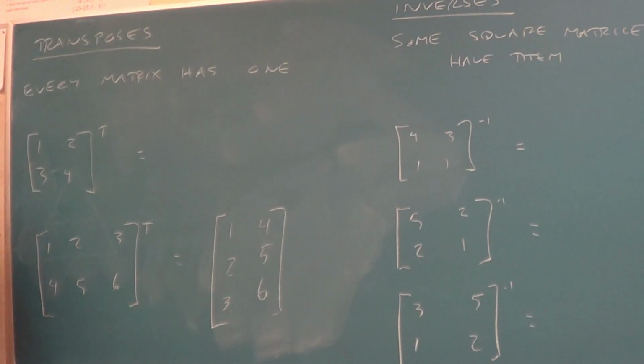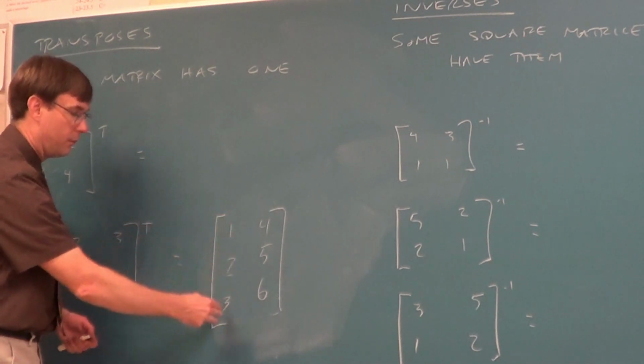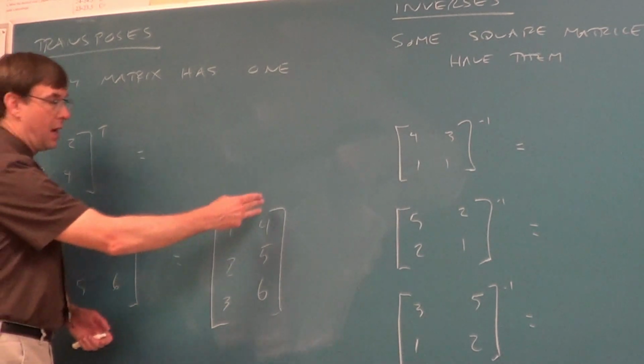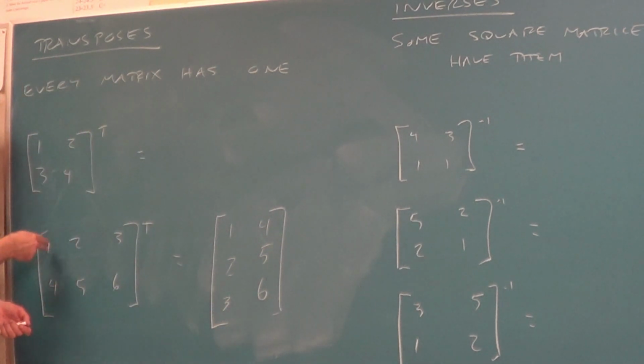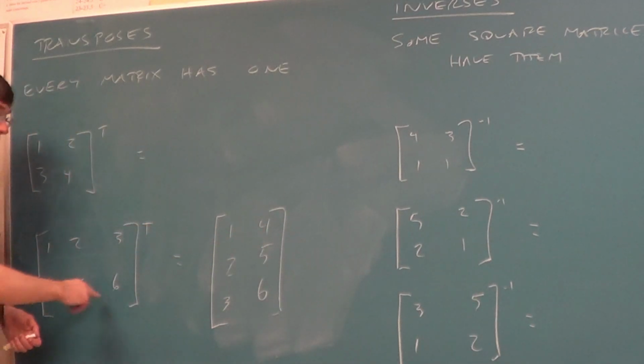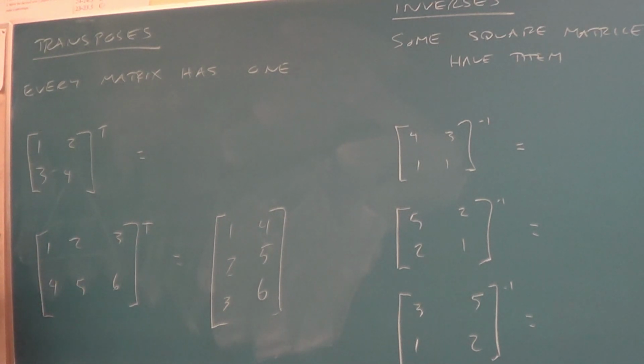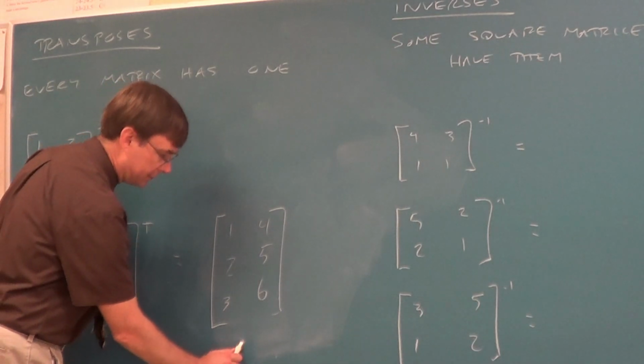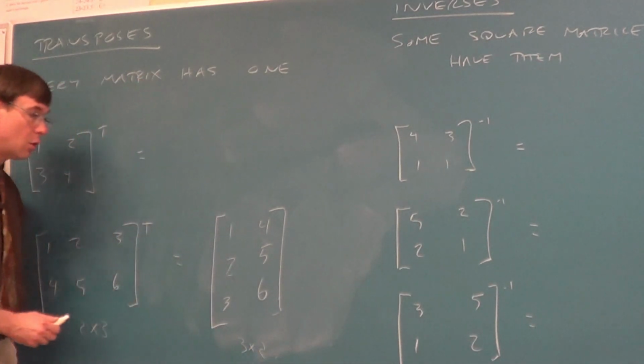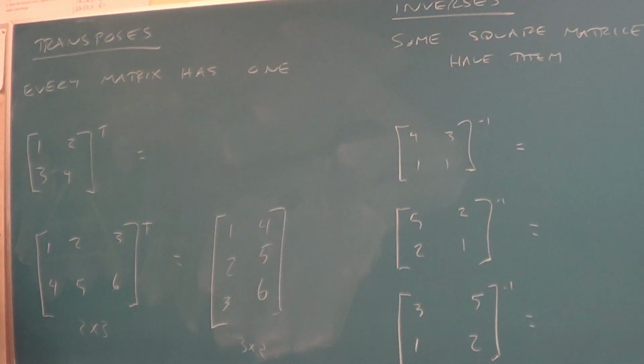I made the rows into columns and the columns into rows. So what used to be the first row became the first column. What used to be the second row became the second column. Or if you prefer to look at it this way, whatever used to be the first column is now the first row. Second column is second row. Third column is third row. The rows became columns, the columns became rows. That's all that did. What shape was this one? Who by who? That is a 2x3. So the transpose of a 2x3 is going to end up being 3x2.